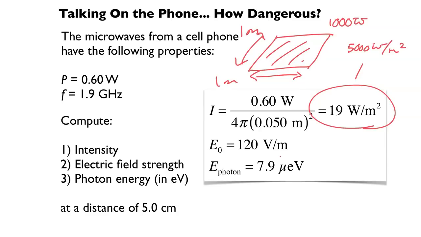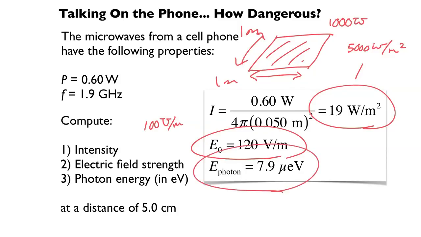The electric field, 120 volts per meter. Well, it takes a couple thousand volts per meter to be able to ionize gases in fluorescent light bulbs. So this seems small enough to be not super worrying. Also, we can compare that to the Earth's electric field, which is something like 100 volts per meter. And so electric fields like that are not large enough to make a lot of things happen. So I'm not too worried about that. And the photon energy, 7.9 micro electron volts, well, it takes about 1/4 of an electron volt to be able to break a hydrogen bond. So I'm not particularly worried about that.